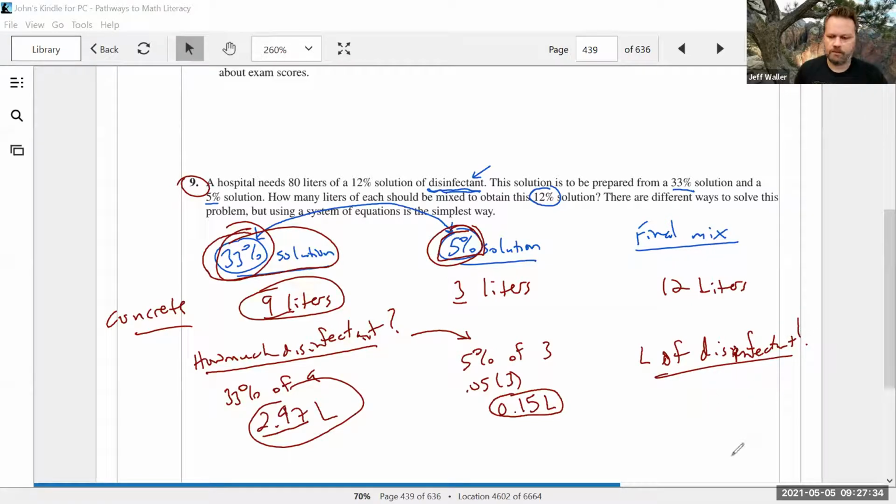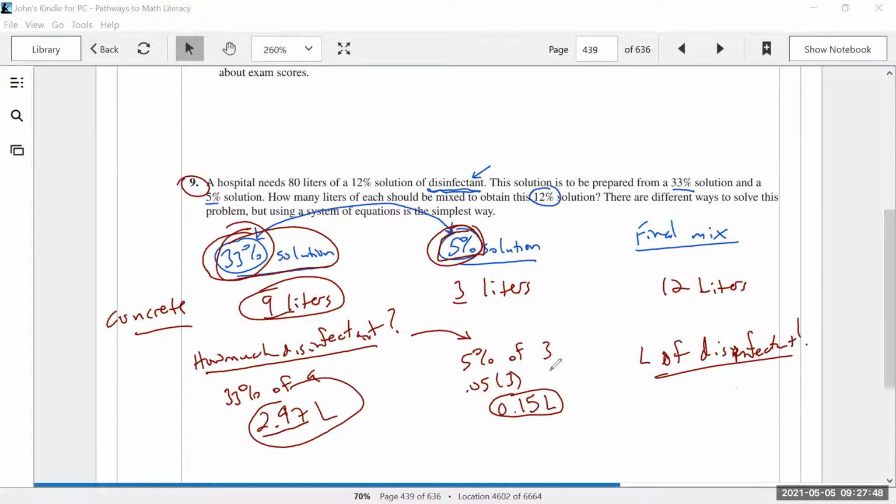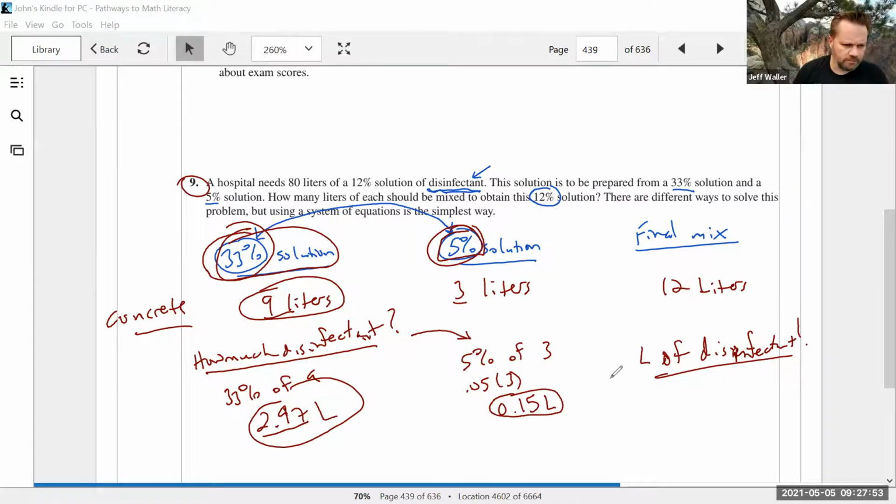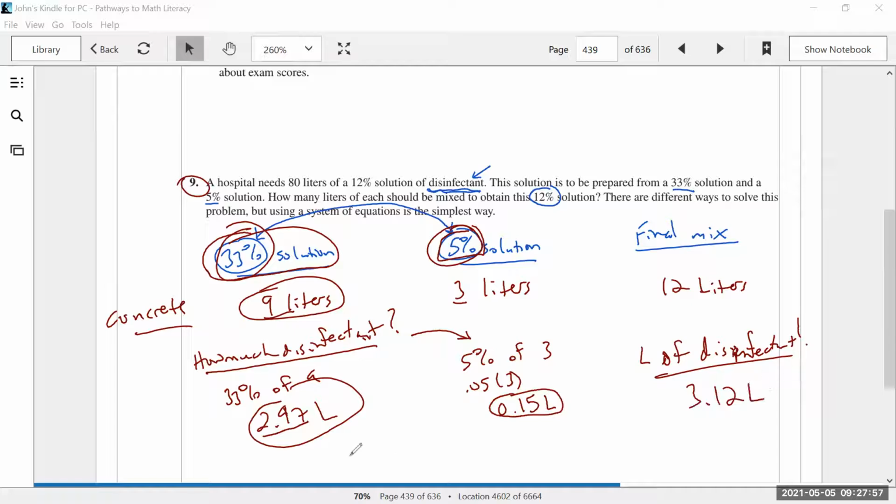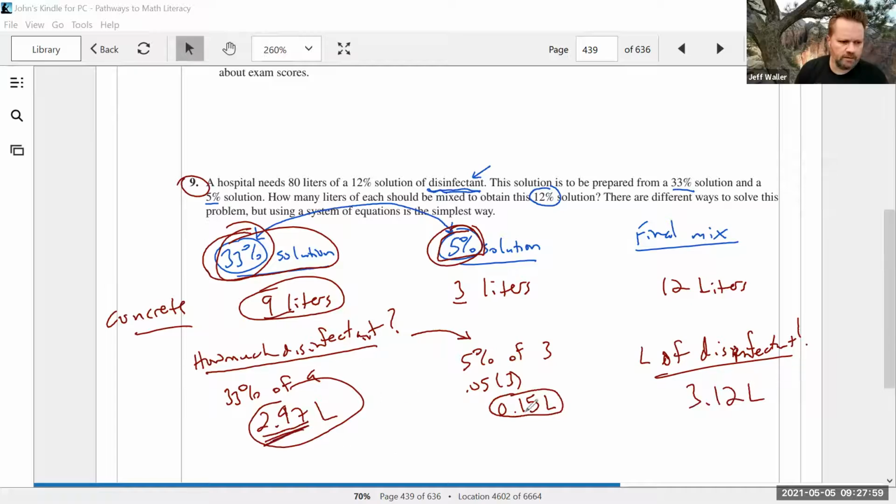All right. Just tell me how many total liters of disinfectant at the end? Not a big deal. This one's got this much. This one's got this much. When I add them together, how much do I have? 3.12. You add 2.97 and 0.15, right?